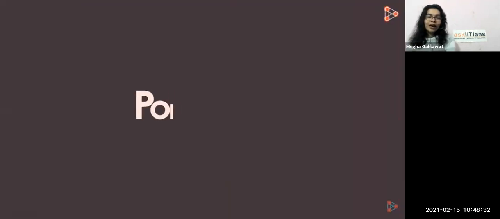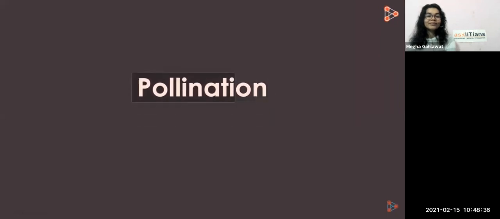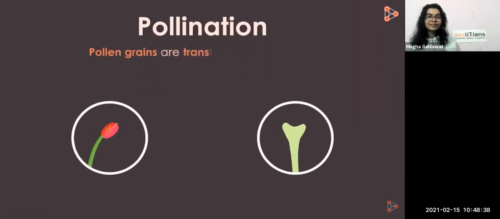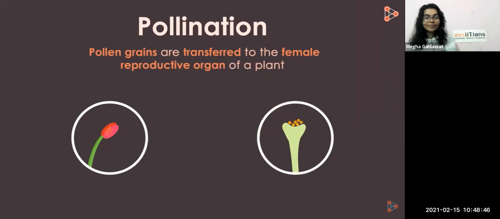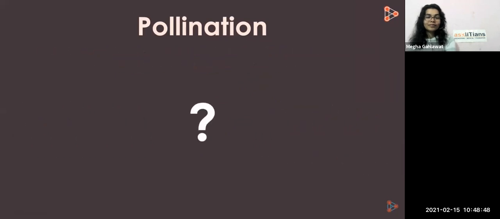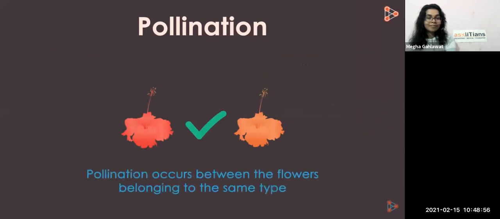Now, getting back to the process, the first step is that of pollination. It is the process by which pollen grains are transferred to the female reproductive organs of a plant. In other words, pollen from the anther are transferred to the stigma. Does this process occur only between two flowers of the same type? Yes, that is correct. Pollination occurs between the flowers belonging to the same type.